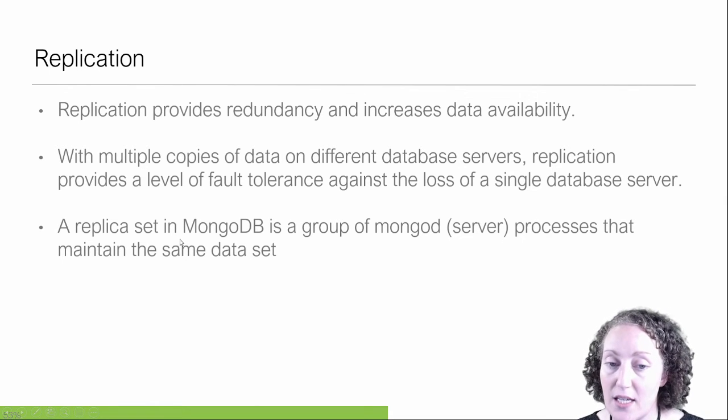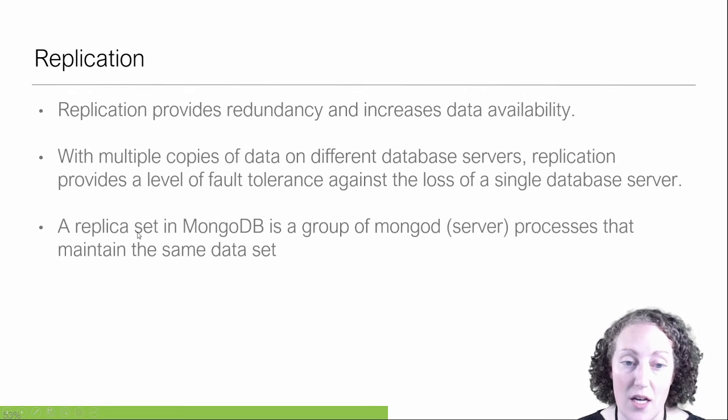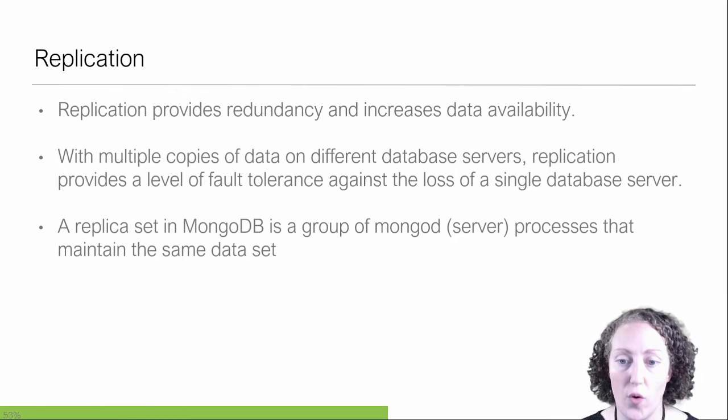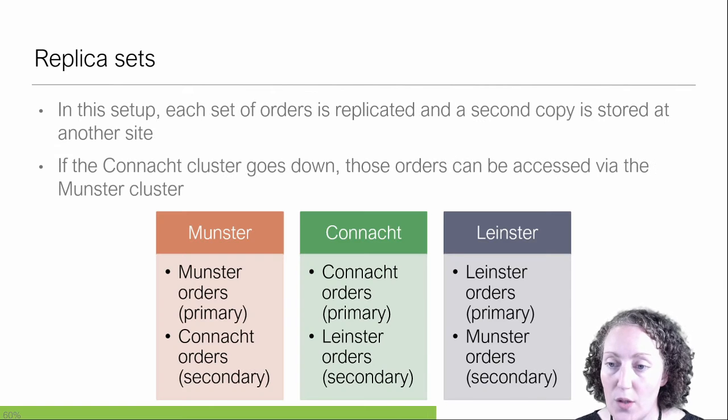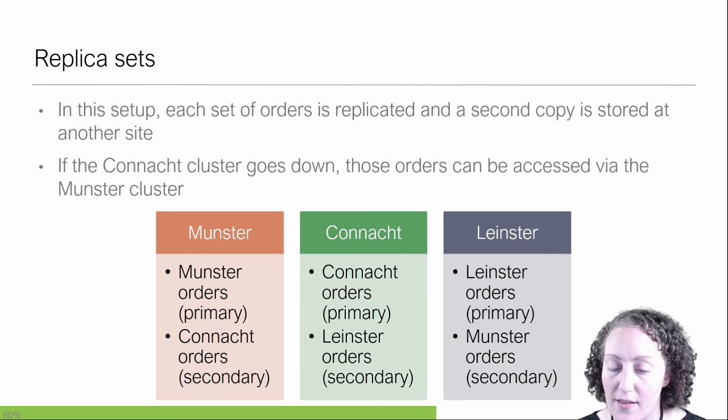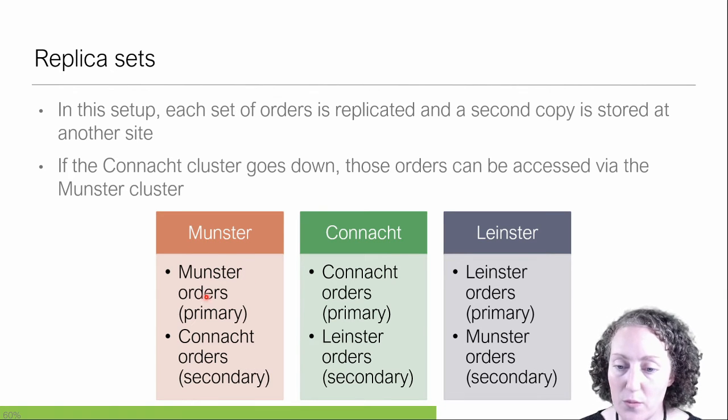In MongoDB, the terminology for this is replica set. So a replica set is a group of server processes that maintain the same overall data set. So in our example, to go back to that, this is the setup that MongoDB recommend for replica sets or replication. It would be something like this, that the Munster site would be the primary holder of all the orders that are to do with Munster, and then they would maintain maybe the Connacht orders as well, and this is a secondary copy of the Connacht orders here.